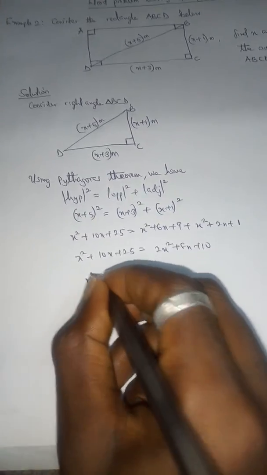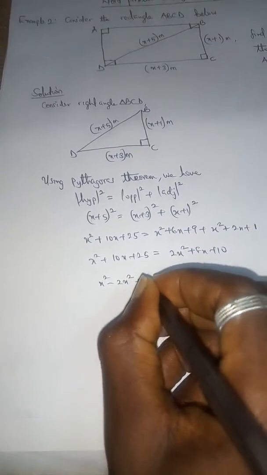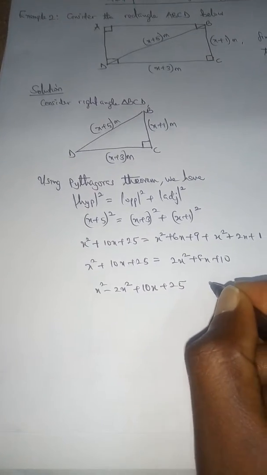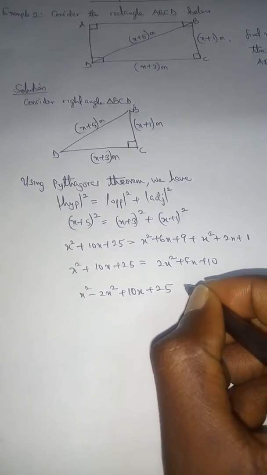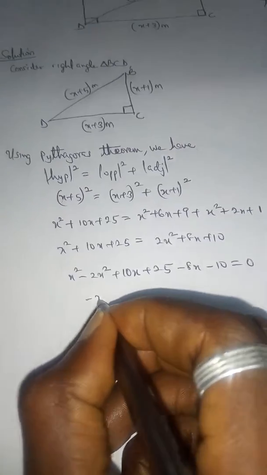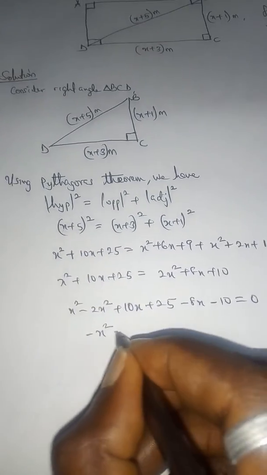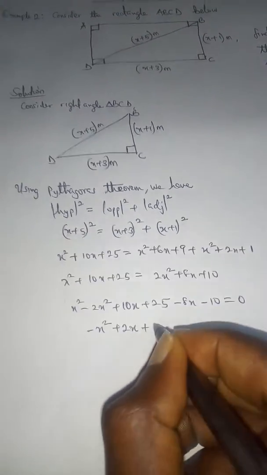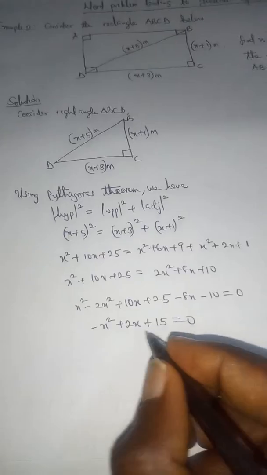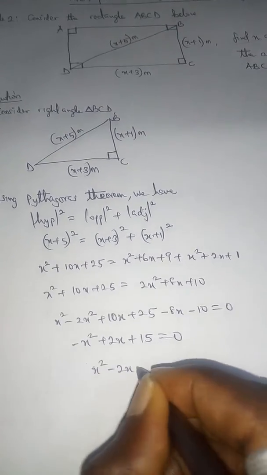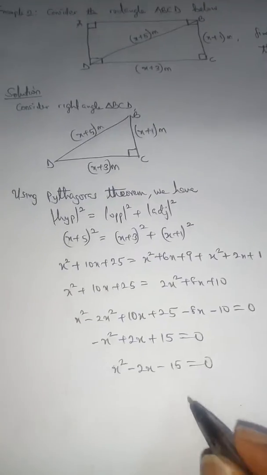So this is x square minus 2x square plus 10x plus 25 minus 8x minus 10 equals 0. So this is minus x square, 10x minus 8x, that's plus 2x, 25 minus 10, that's plus 15 equals 0. We can multiply through by negative, and we have x squared minus 2x minus 15 equals 0.